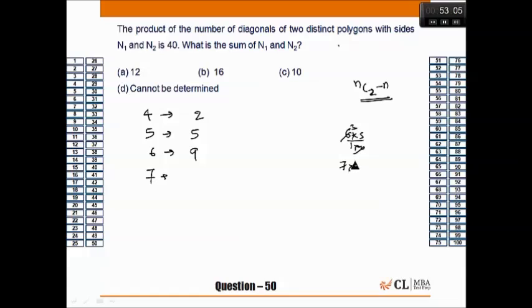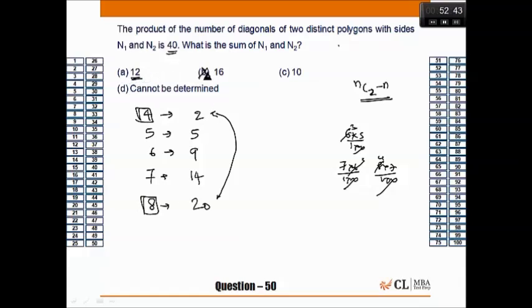7C2, 7 into 6 divided by 1 into 2, 21 minus 7, 14 diagonals. 8C2, 8 into 7 divided by 1 into 2, 28 minus 8, 20 diagonals, 20. Product is 40. I can already see this. So the sum of the sides, 8 plus 4, is 12. This is already there. So okay, this goes.